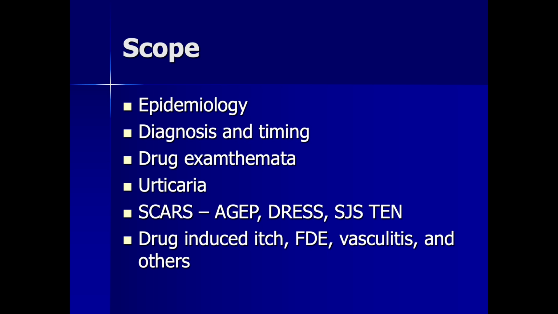They are as follows: acute generalized exanthematic pustulosis, or AGEP, DRESS syndrome, drug reaction with eosinophilia and systemic symptoms, SJS-TEN, Stevens-Johnson syndrome, and toxic epidermal necrolysis. So these are the drug reactions that can make people very ill and do have a potential mortality. I will cover other miscellaneous, such as drug-induced itch, fixed drug eruptions, drug-induced vasculitis, and others.